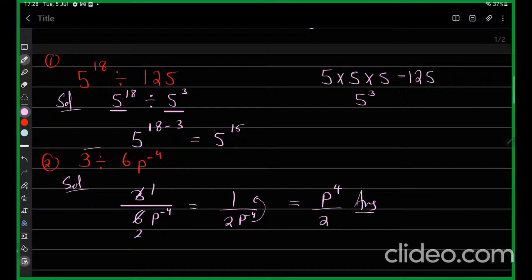This was the question. I wrote 3 divided by 6 multiplied by p power minus 4. 3 and 6 were cancelled. I was left with 1 by 2 into p power minus 4. The question was to simplify. Everything was simplified. The only thing left was to take this p power minus 4 to the numerator so I can write down p with a positive power. We know this rule: for a negative index, the number can be relocated and the power becomes positive.